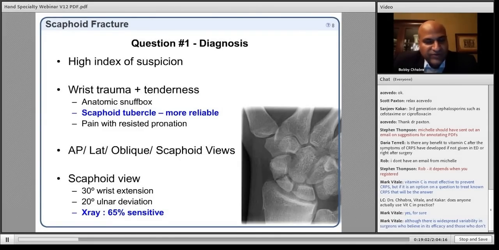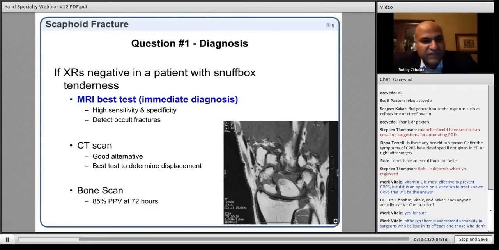X-rays are only 65% sensitive on initial films. And remember, the scaphoid view is with 30 degrees of wrist extension and 20 degrees of ulnar deviation. If an X-ray is negative in a patient with snuffbox tenderness, what do you do? Your options are to immobilize them until they come back with repeat X-rays at about 2 to 3 weeks and repeat examination. But if you need an immediate diagnosis, MRI is the best test. It has the highest sensitivity and specificity, particularly for occult fractures.